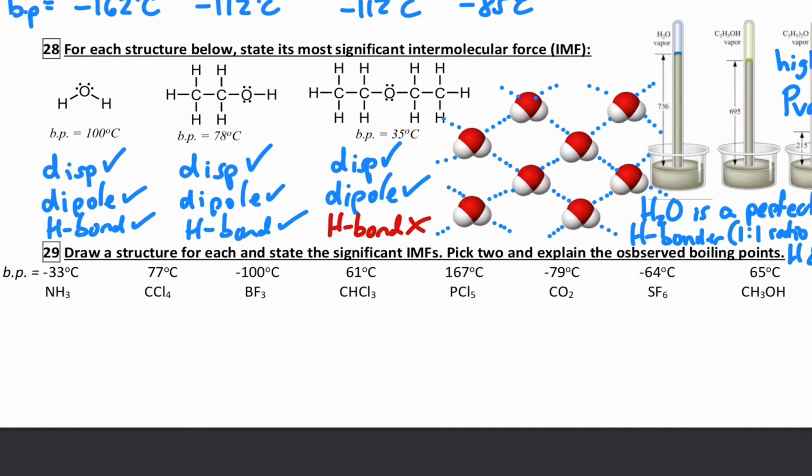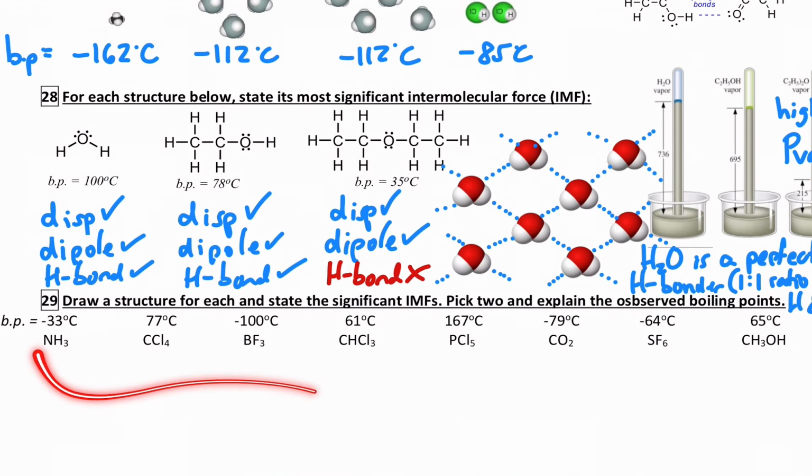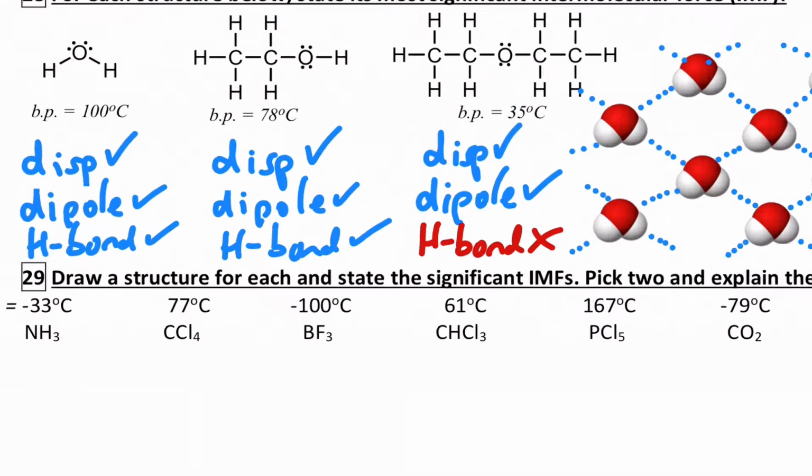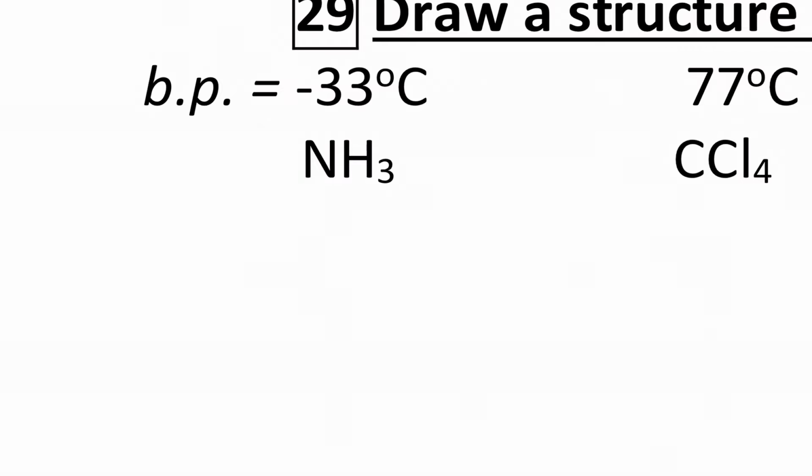So speaking of, let's wrap up by looking at a lot of different molecular substances and trying to identify what IMFs you would expect for them to have, and then we'll pick two and comment on the ranking. First, hit pause and draw a structure, just an abbreviated structure for each of these covalent compounds. Remind yourself how bonding works, and then come back and see how you did. Okay, so let's look at those structures.